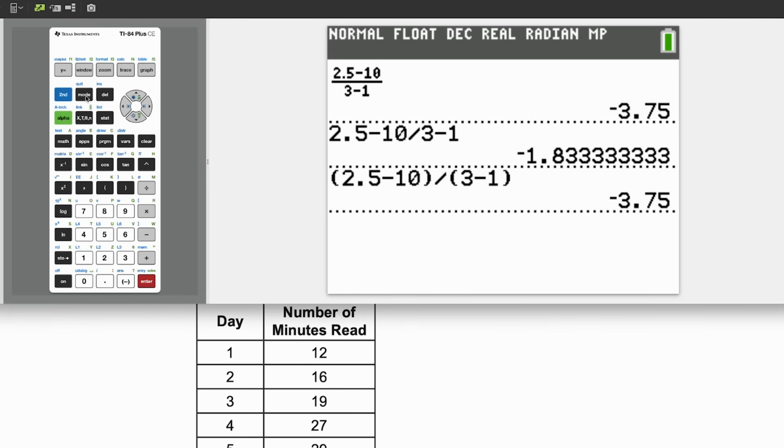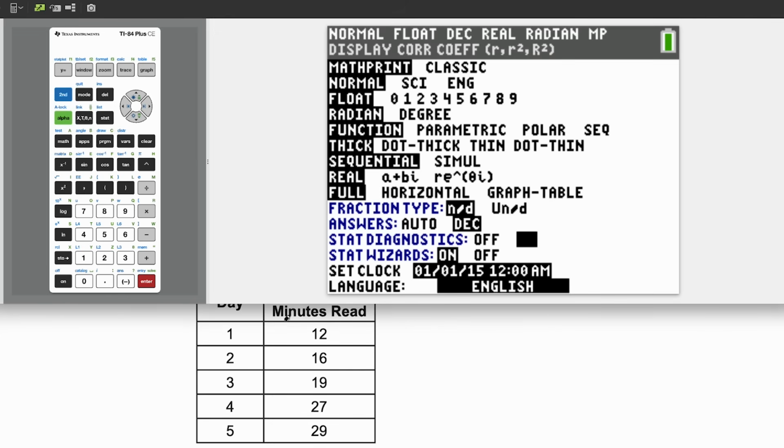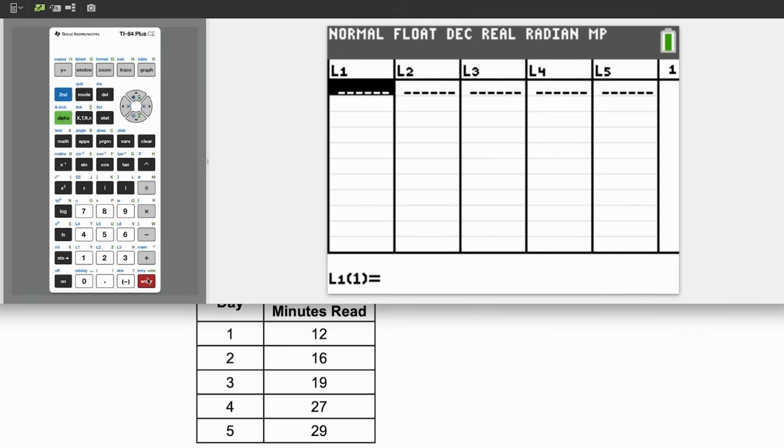I just want to point out that for this, you want to go to mode and make sure stat diagnostics is on. I reset this calculator, which puts stat diagnostics off. This is so that when we make the linear regression model, we actually get the correlation coefficient. So now I go to stats and press edit and go to my table. First I'm going to put in 1 through 5. So we have 1, 2, 3, 4, and then 5. Then we go up to the second column, L2, and type in these minutes read values: 12, then 16, 19, 27, and 29.